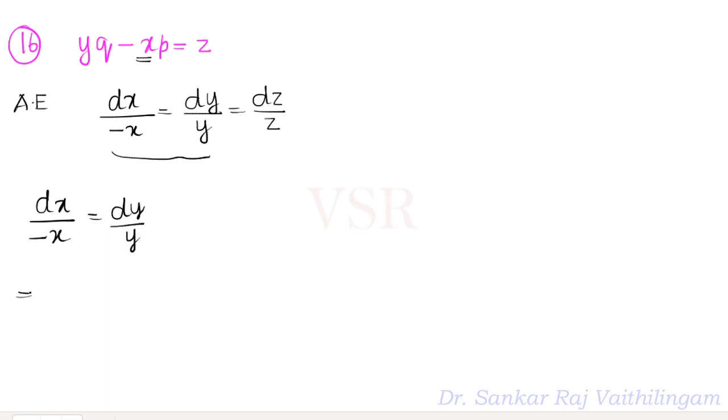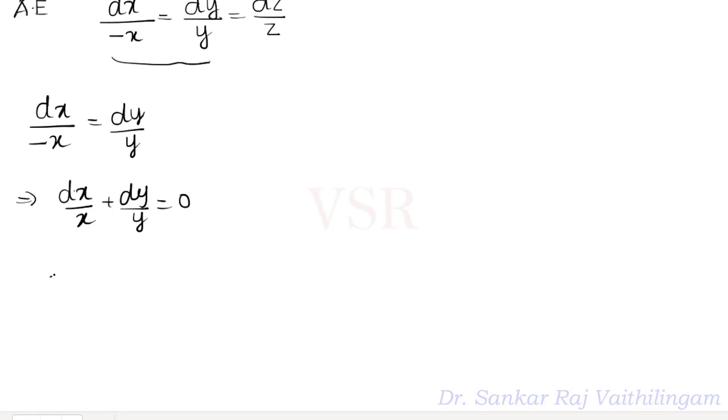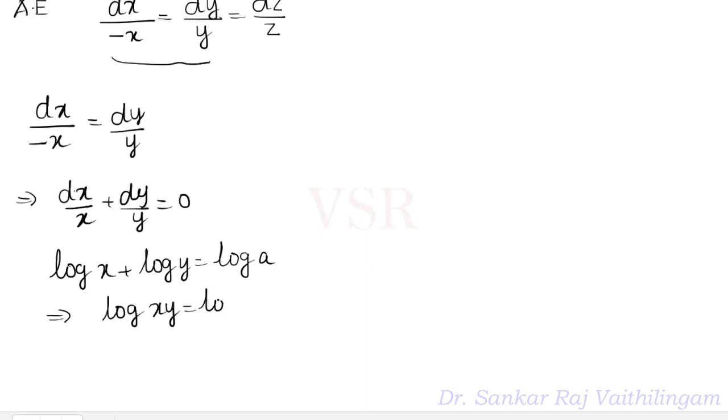This implies that dx by x plus dy by y, which is equal to 0. That is log x plus log y, which is equal to, I call this log a. So this implies that log of x into y, which is equal to log a. So this implies that xy, which is equal to a. So this is my first solution.